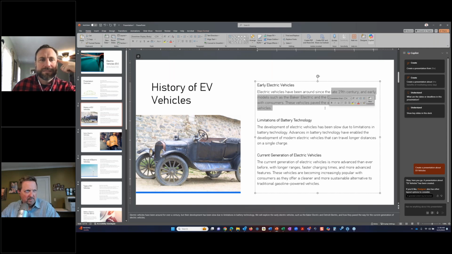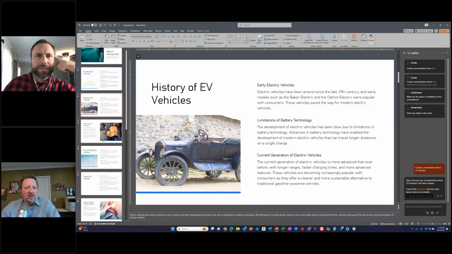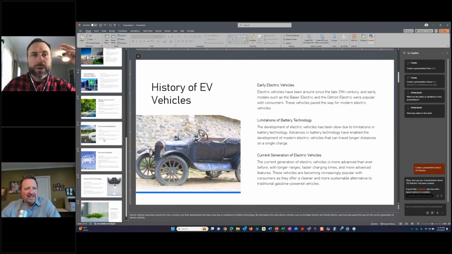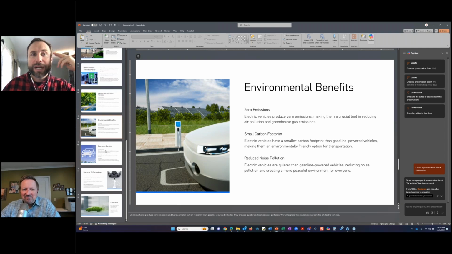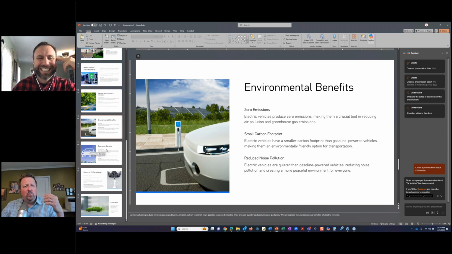Now that I look at the text that's off to the right, EV vehicles actually did exist in the 19th century, some of the earliest models, but at some point the combustion engine became more economically feasible. Because they didn't have extension cords long enough to get you from one farm to the next, right? There you go.